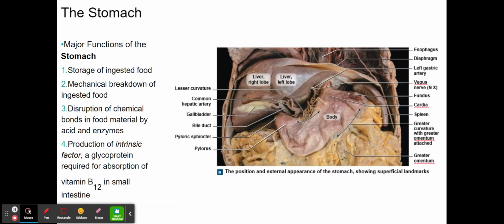The stomach has four major functions. 1. Storage of ingested food. 2. Mechanical breakdown of ingested food. 3. Disruption of chemical bonds in food through the action of acids and enzymes. And 4. Production of intrinsic factor, which is a glycoprotein needed for the absorption of vitamin B12 in the small intestines. Ingested substances combine with the secretions of the glands of the stomach, producing a viscous, highly acidic, soupy mixture of partially digested food called chyme.